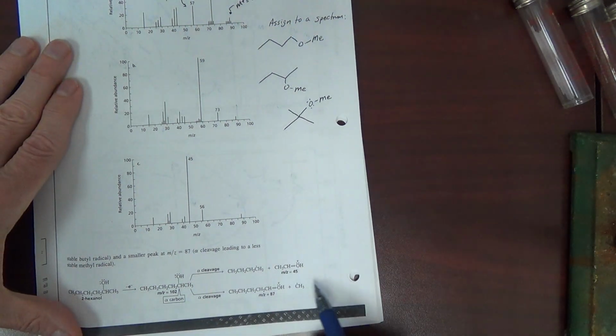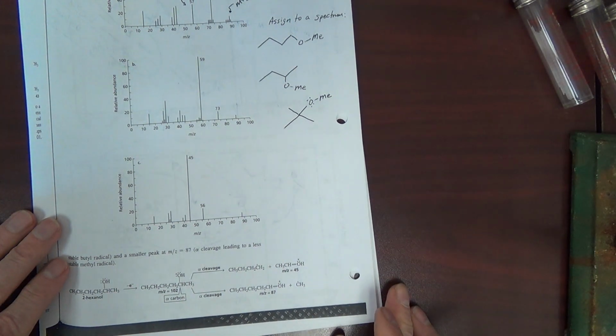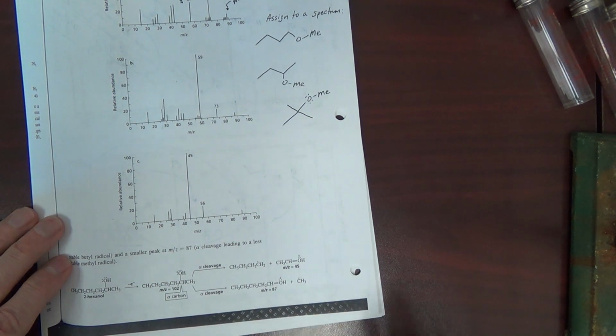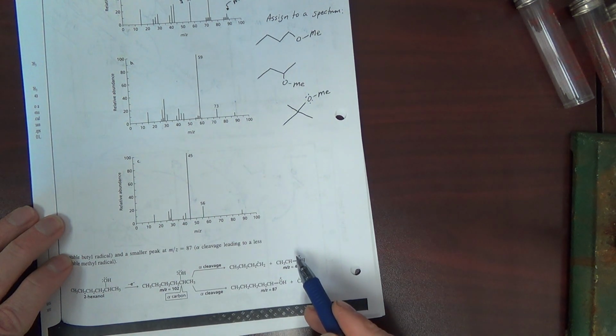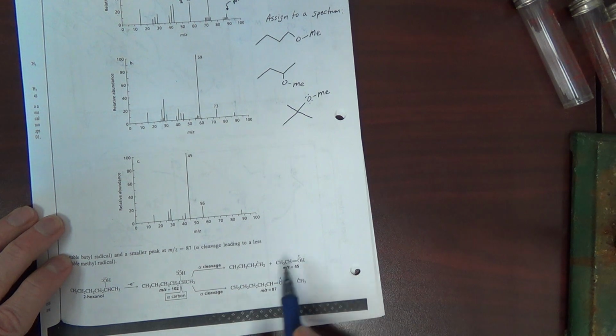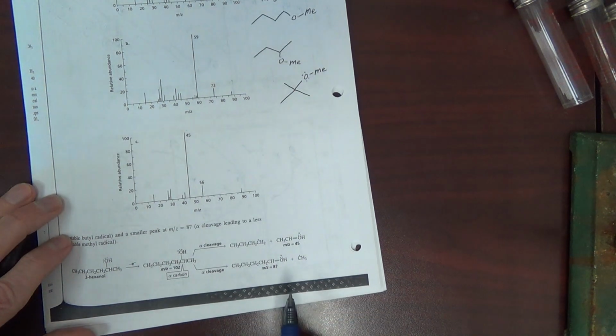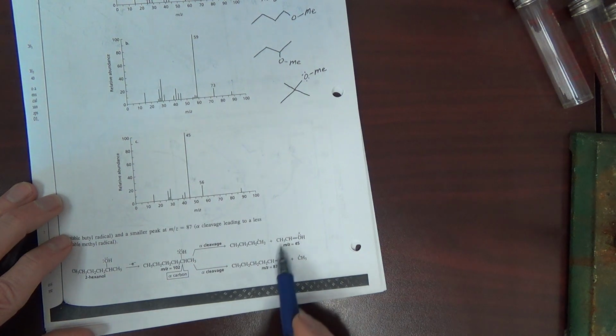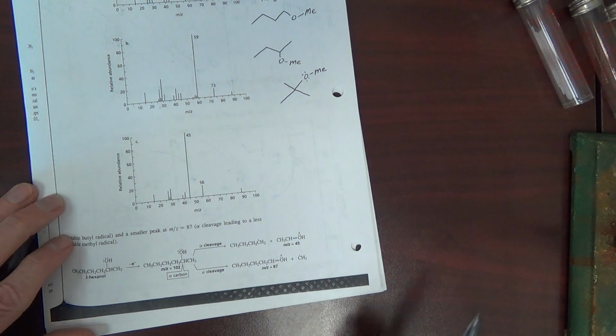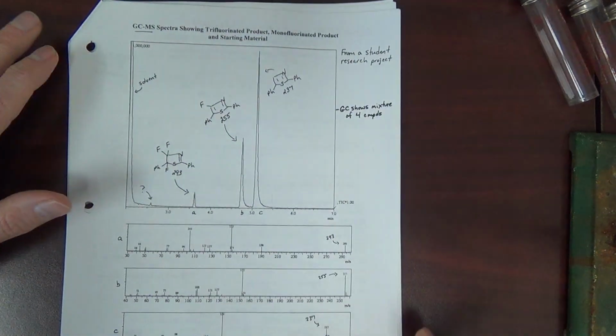This is just an example from a textbook. Examples of alpha cleavage. They're showing the resonance stabilized cation. They're not showing the original carbocation. They're only showing the major resonance structure.